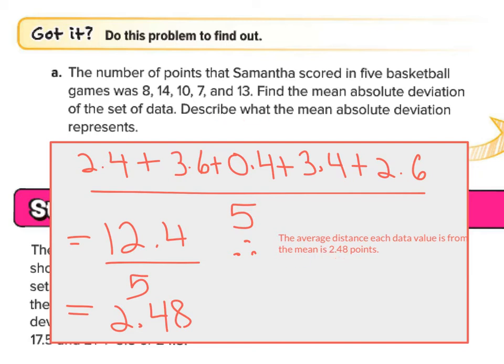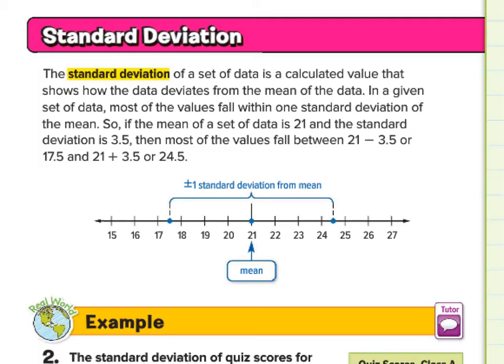So describe what the mean absolute deviation represents. It represents that the range from the average points scored in the basketball games is 2.48 or 2.5 points. That's how much it deviates by from the average. So that was mean absolute deviation. Now let's take a look at standard deviation.